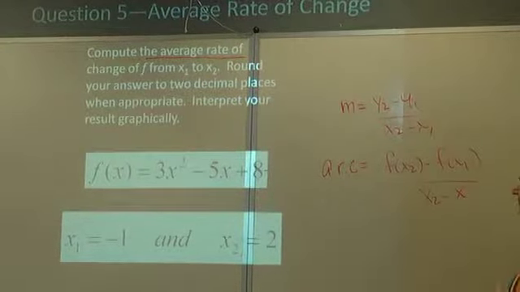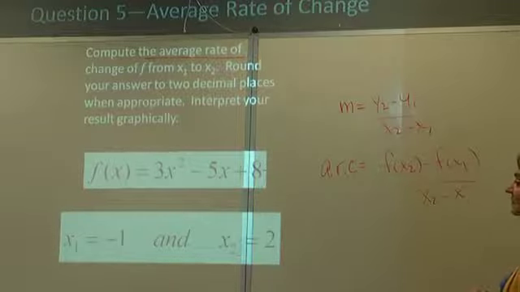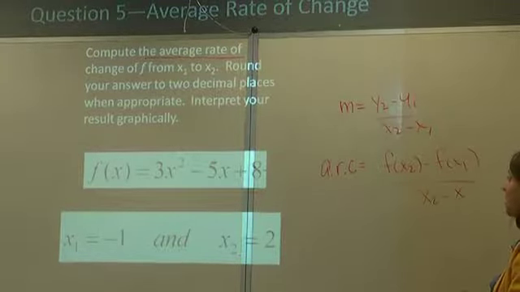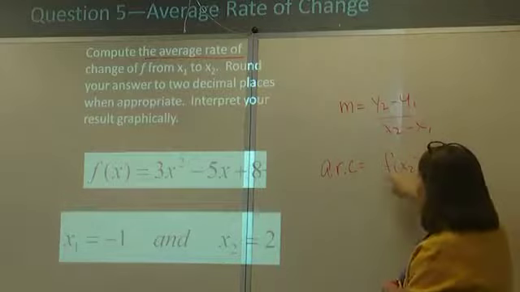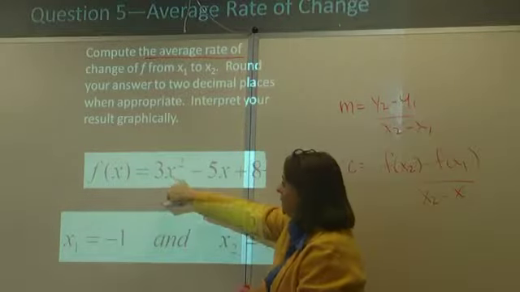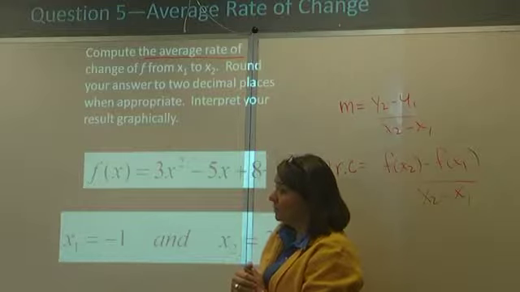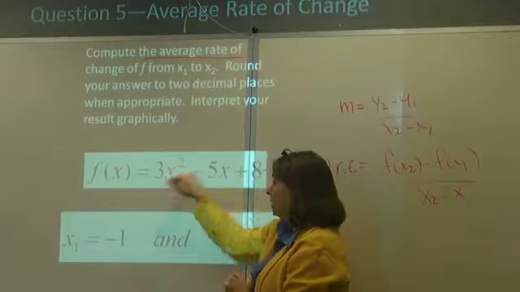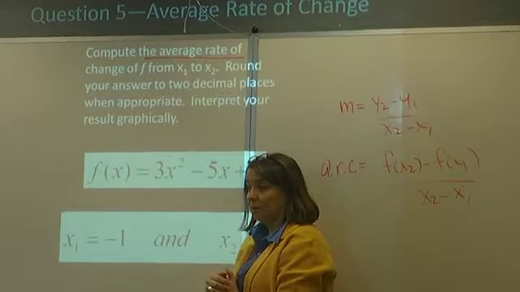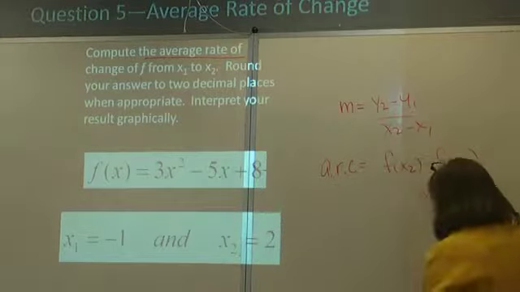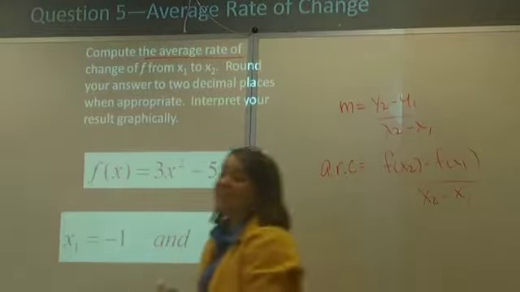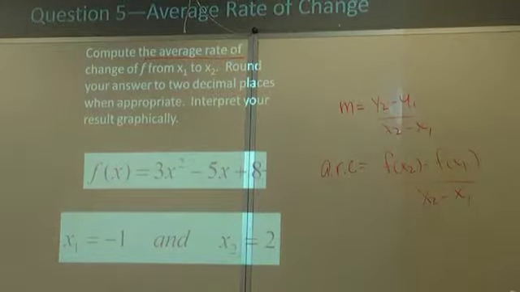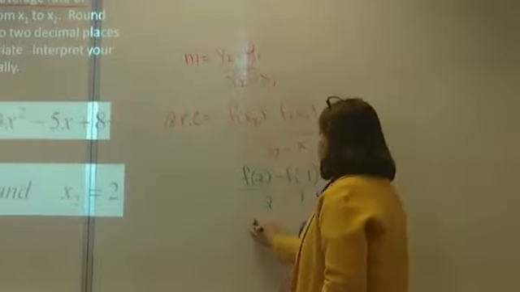First part squared. On top, there will be f of x2. You plug in the 2 here and here, so you're going to have to do some squaring. F of x1, we'll plug in -1 here and here, and you'll have to do some squaring. Okay? This is good. I mean, this is calculus stuff right here. F of 2 minus f of -1 over 2 minus -1.